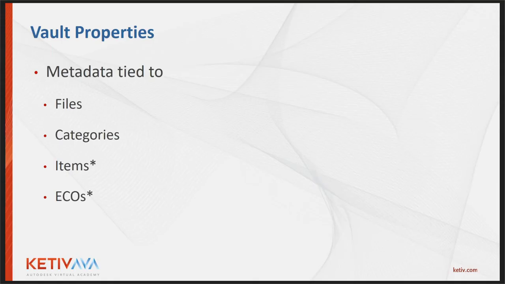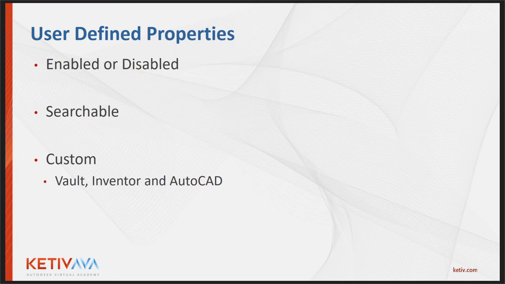But the difference here between system-defined properties and user-defined properties is basically that system-defined properties are always enabled in the Vault. You can't turn them off. You can't hide them in your Vault client, unlike user-defined properties, which we'll see. You are able to make them searchable in Vault. And that actually applies to some of the system properties, but not all of them. While if it's a user-defined property, you can set that up as you want it. And then the last thing is that user-defined properties are custom properties in Vault. You can actually map those to custom properties that are attached to your Inventor or AutoCAD files, which we'll see later on during one of the demos I do here.